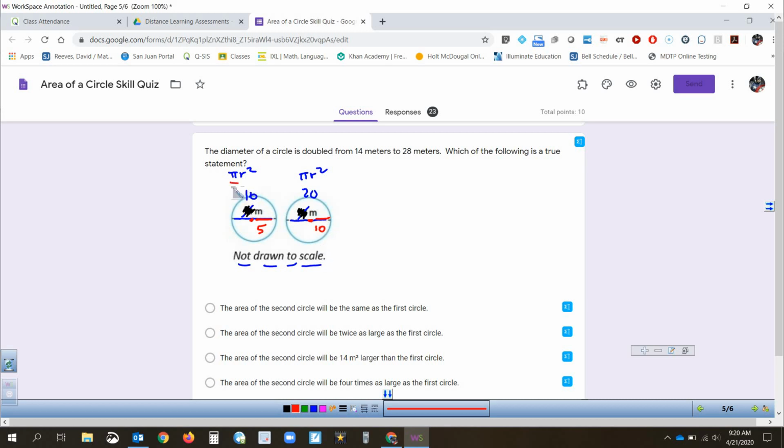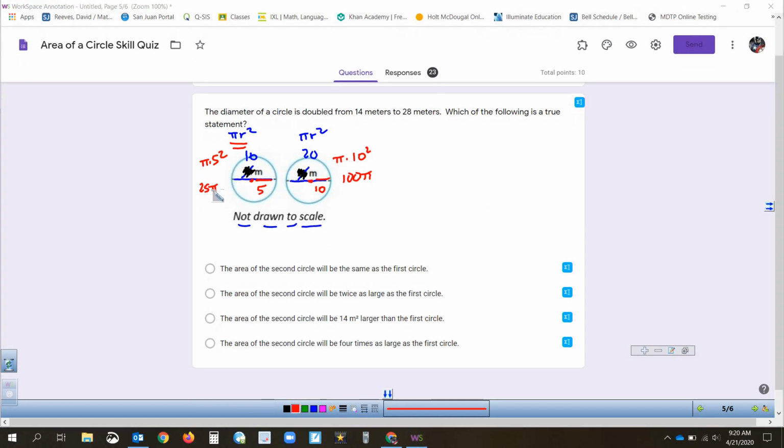So what would the area be of this first circle? It would be pi times 5 squared, or if I rewrote that, it would be 25 pi, right? What about this one? This one would be pi times 10 squared. Again, it's radius, not the diameter, or 100 pi. Now take a look at those answers, okay? And by the way, these would be meters squared.